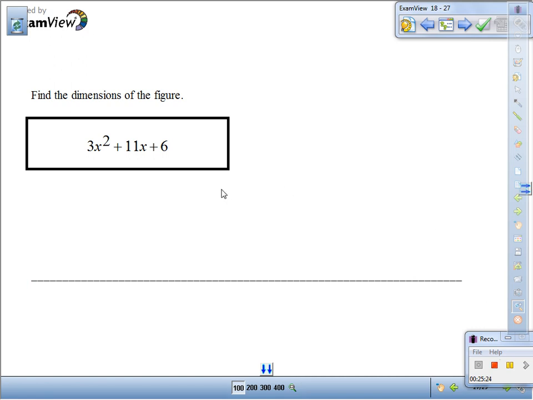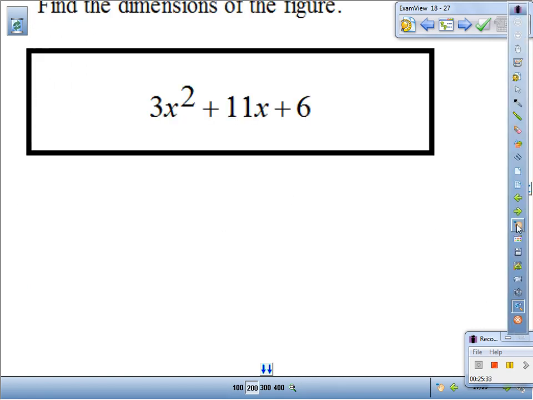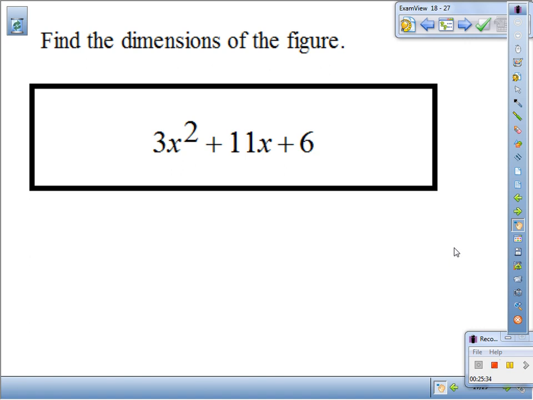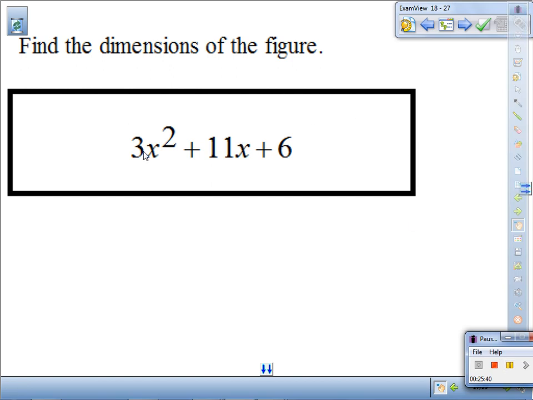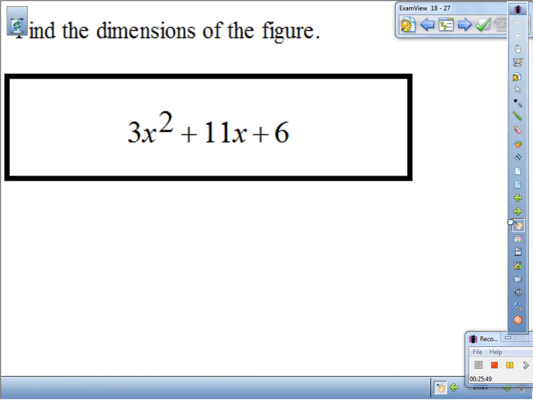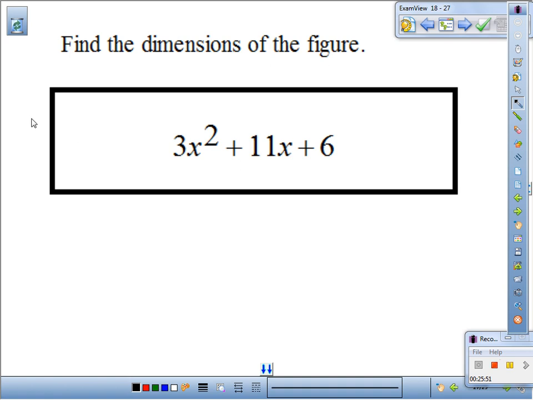Copy this one, number 18. Find the dimensions of the figure. They give us a rectangle with the area of 3x squared plus 11x plus 6. All right. Well, we need to find the dimensions. What does that mean? We need to find a factor here and a factor here. The area model. But since we only have 3 pieces, how do we factor this?